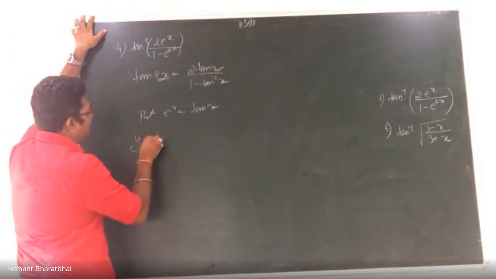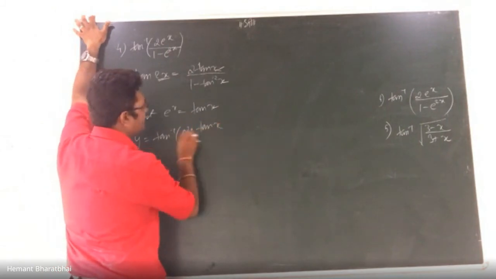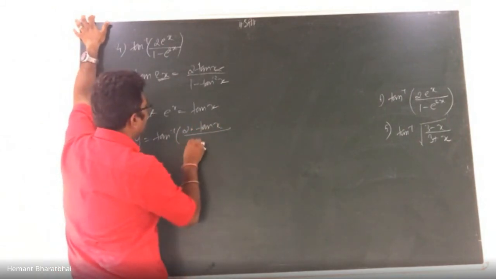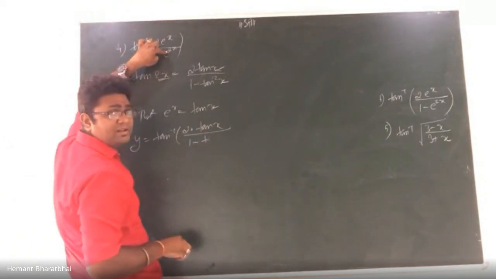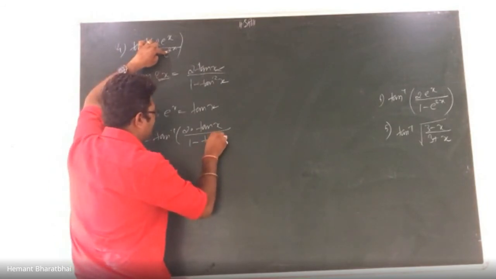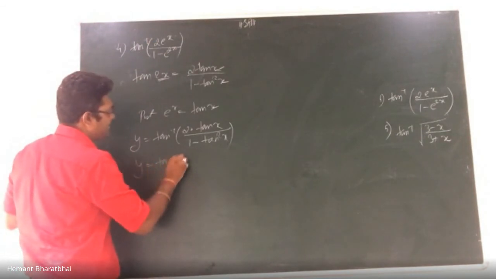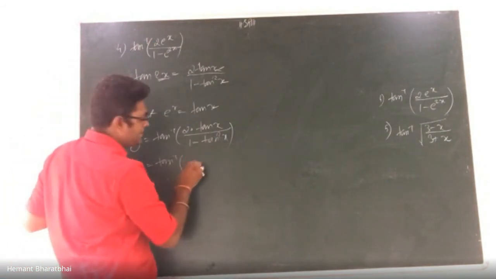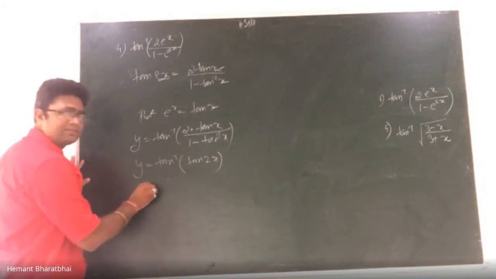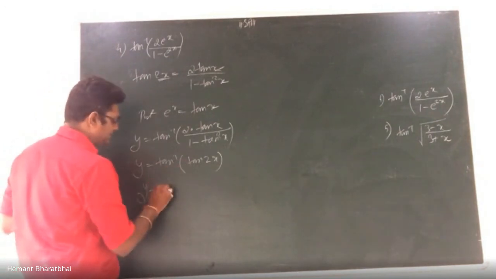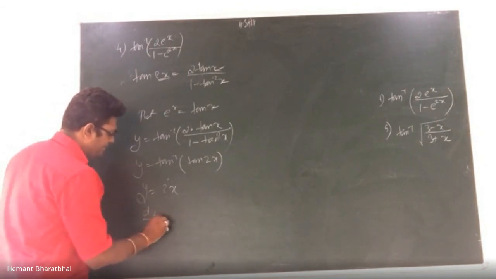So I'll get y equals tan inverse of 2 into tan x upon 1 minus e raised to 2x. So e raised to 2x is nothing but e raised to x the whole square, hence it can be written as 1 minus tan square x. So I'll get y equals tan inverse of this, which becomes tan 2x. Now tan and tan inverse will get cancelled. Therefore y equals 2x, and the derivative of 2x will be 2.